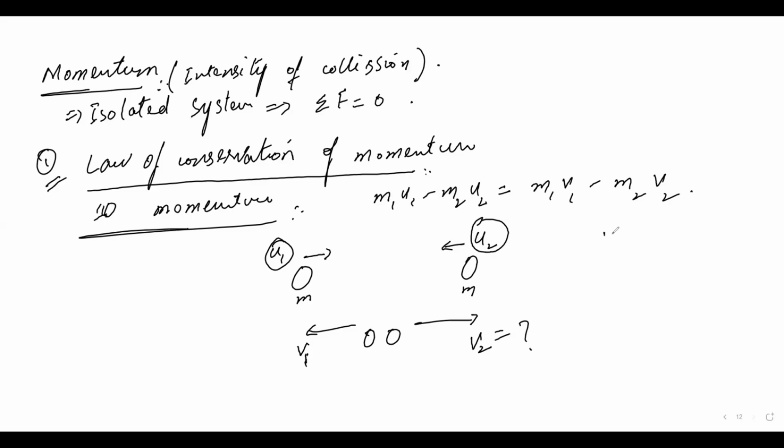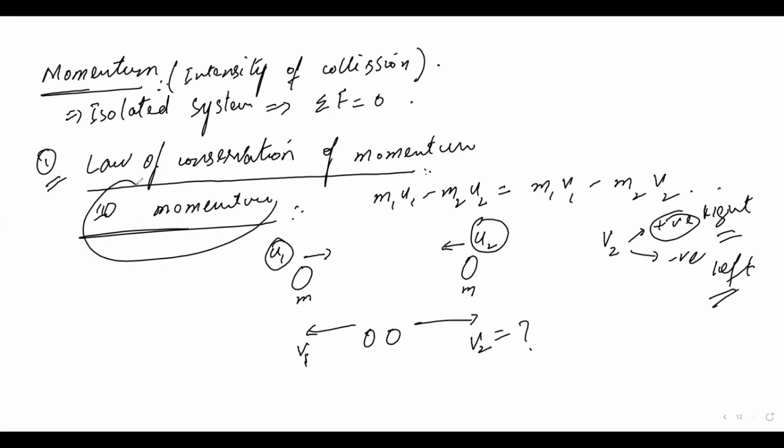At the end of the day, whatever V2 is, it could be positive, it could be negative. If it is positive, the ball should be moving to the right. If it is negative, the ball should be moving to the left. Got that? So one-dimensional momentum questions are very easy to tackle if you know the conservation of momentum. The problem comes whenever we've got two-dimensional momentum questions.